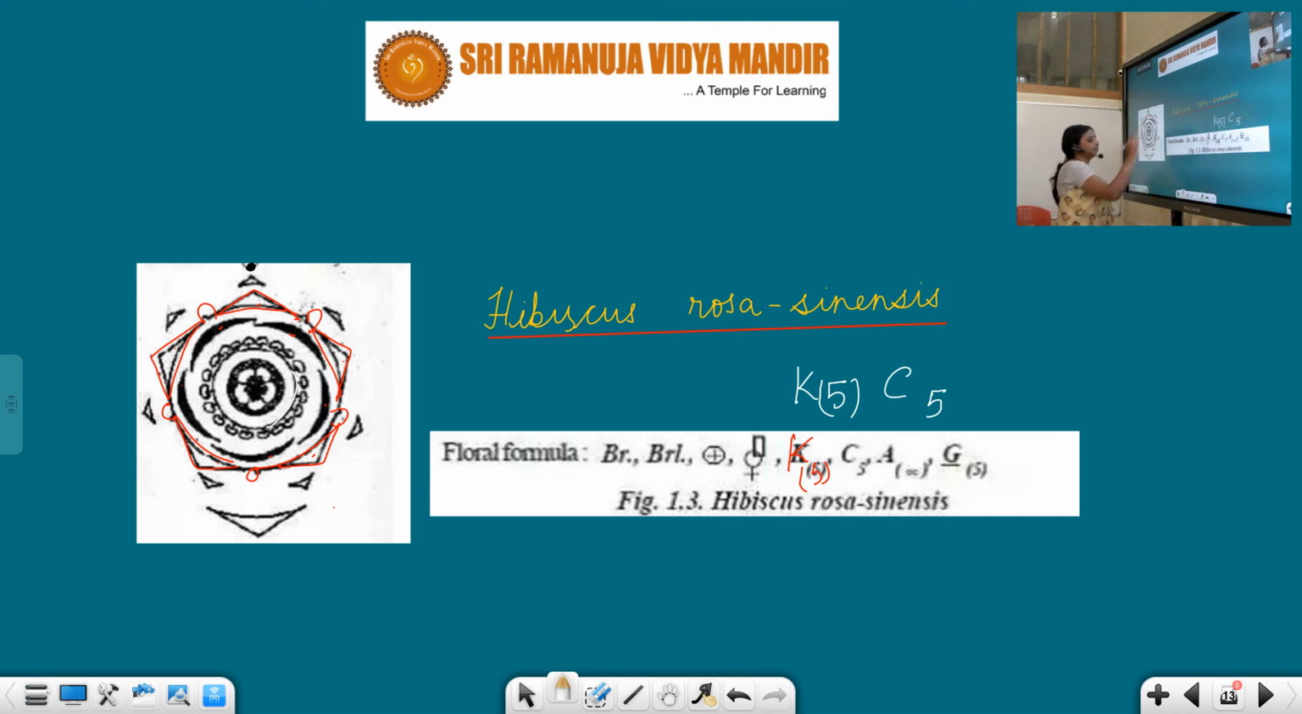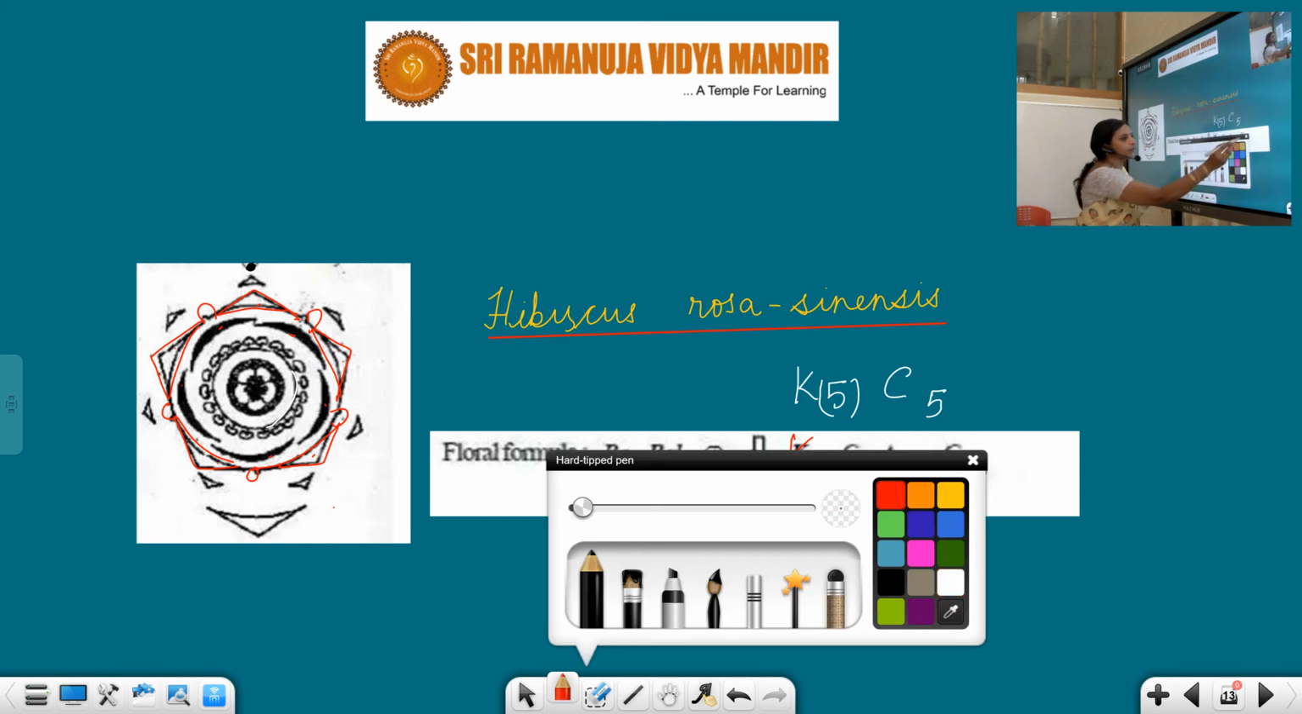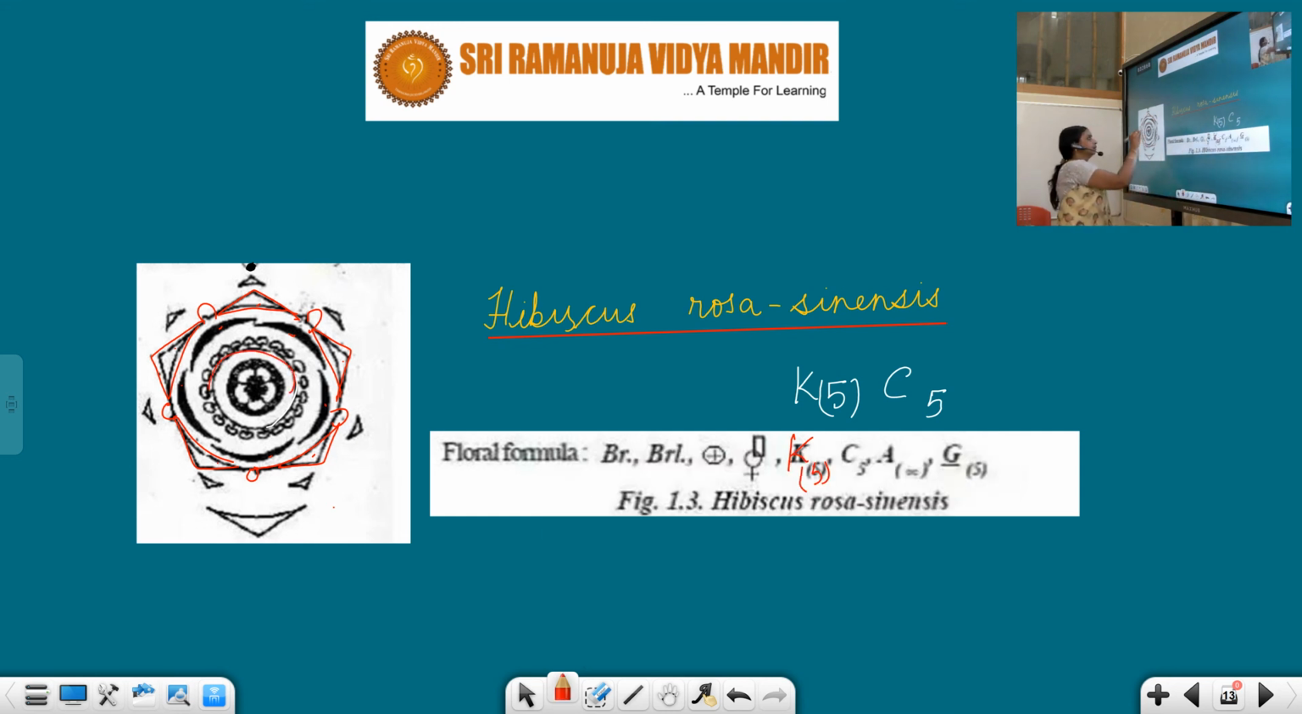And see androecium, stamen. Many anthers are present and they are present in one circle, that means in one bundle. So it is showing monadelphous. Many anthers are present. So how do we write? Infinity, many, like this.